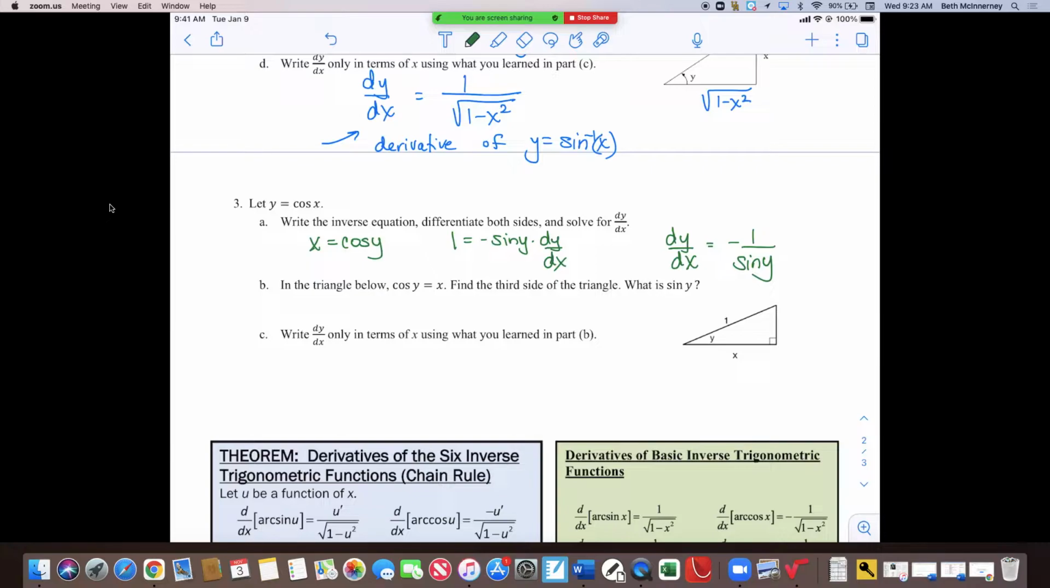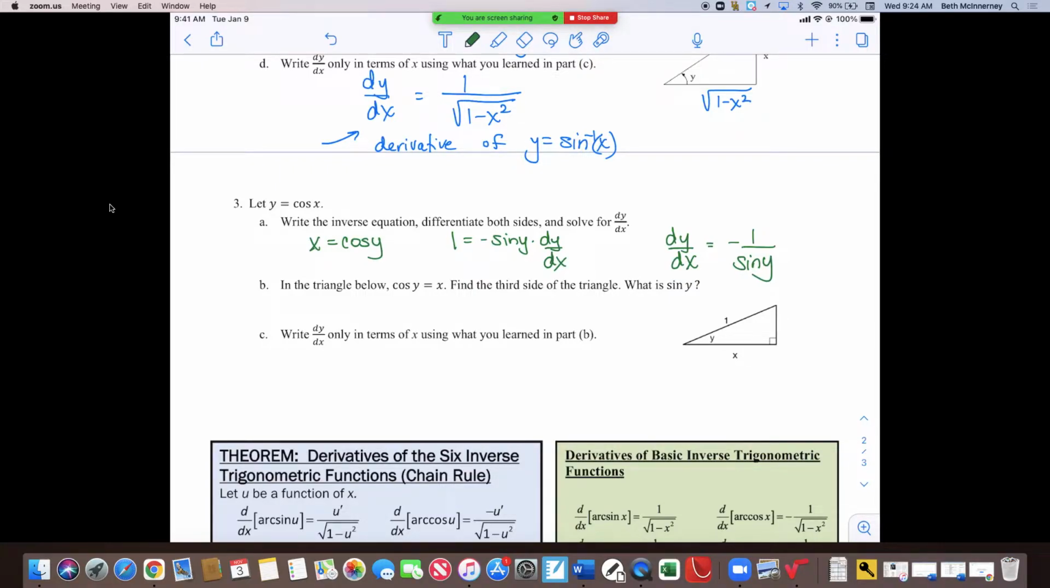I just did part A. Write the inverse equation. To write an inverse equation, you switch x and y. So I wrote x equals cosine y. Now differentiate both sides and solve for dy dx. So 1 equals negative sine y times dy dx. So dy dx equals negative 1 over sine y.